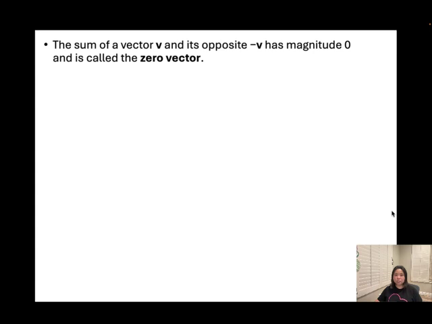The sum of the vector V and its opposite, negative V, has a magnitude of 0 and is called the zero vector. Think about it. If this is the vector V going in this direction, and let's say it is 10 centimeters, but I have the same vector going in the opposite direction, also 10 centimeters, then when you add them up, that becomes 0. We call this the zero vector, V plus negative V.